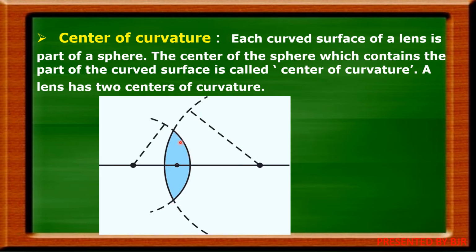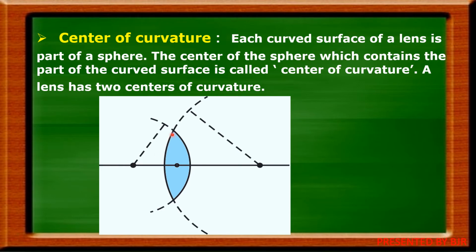observe carefully. Here, the shaded portion, that is the blue portion, what type of lens is it? This is a convex lens. Now, how many curved surfaces does it have? It has two curved surfaces. This is the first curved surface. This one is the second curved surface. So each curved surface is a part of a sphere.